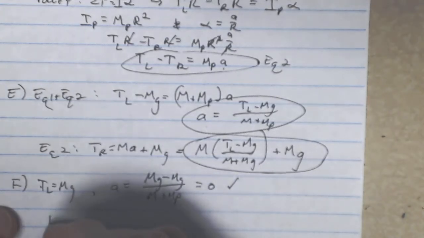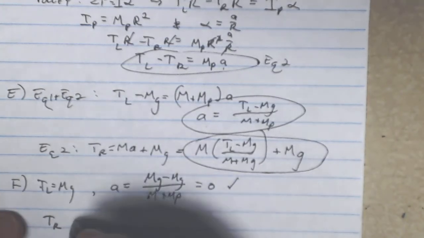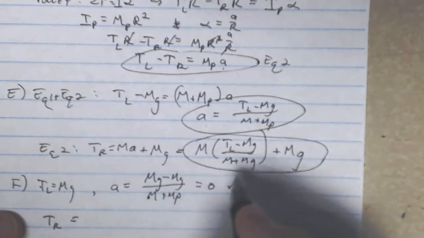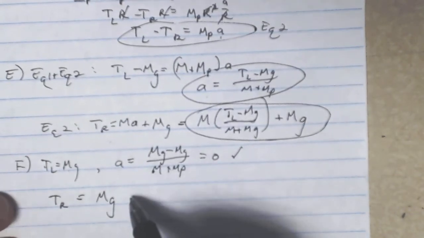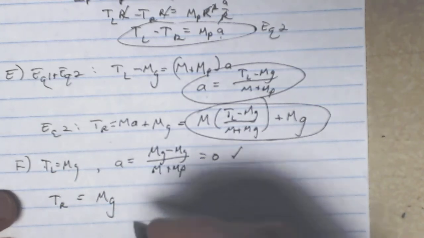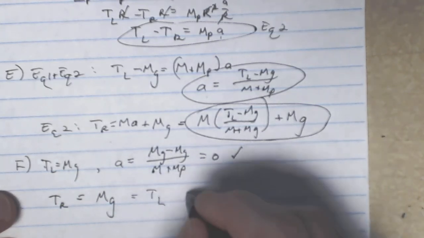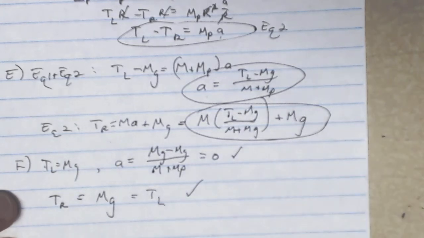Okay, so what's the tension on the right side of the string if you do this? Do I even have to write it out? If you have TL equal to mg, then you have mg minus mg. So this goes to 0, and you're left with the tension on the right equals mg. Again, just as we said, if there's no acceleration of the block and no angular acceleration of the pulley, then the tensions on the left and right are the same. That's equal to TL, and that again makes sense. So we're done.